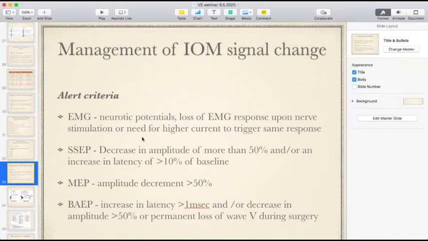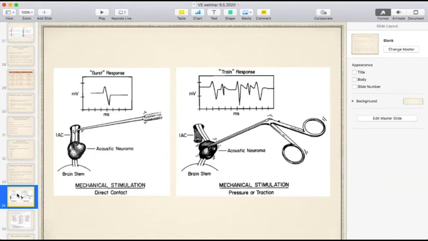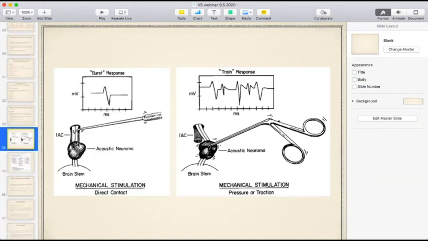For somatosensory evoked potentials, the alert is a decrease in amplitude of more than 50% or an increase in latency of more than 10% from the baseline. For motor evoked potentials, an amplitude decrease of more than 50% from the baseline, and for brainstem evoked potentials, more than 50% decrease or permanent loss of wave 5 during surgery. This is why we need a good pre-operative baseline so that we can compare the responses during surgery. If we do not have a baseline, the interpretation of these responses is going to be extremely difficult for the surgeon. And this is an example of a burst response that we get on direct stimulation of the nerve.